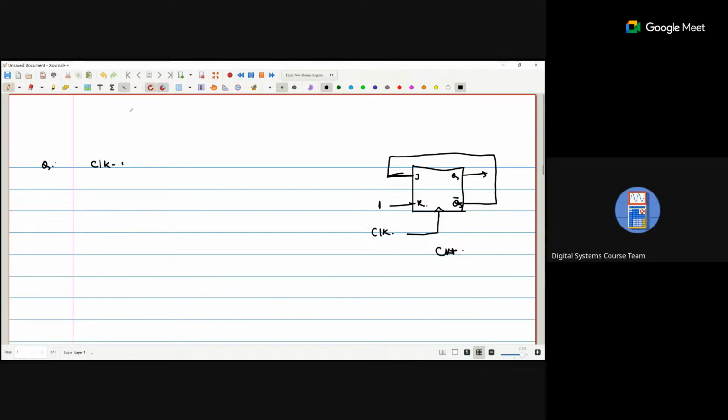Now at clock zero, that means till no clock pulse is applied, we assume that the JK flip flop is reset. What is the meaning of reset? That output Q is zero. Now we have to find out the output Q at the clock pulse. This is the first part.